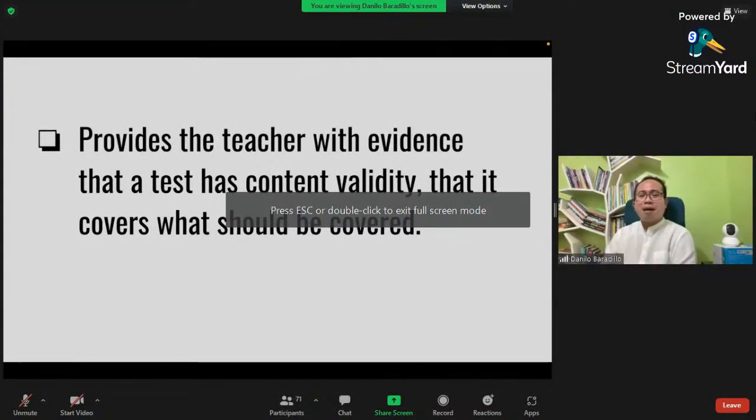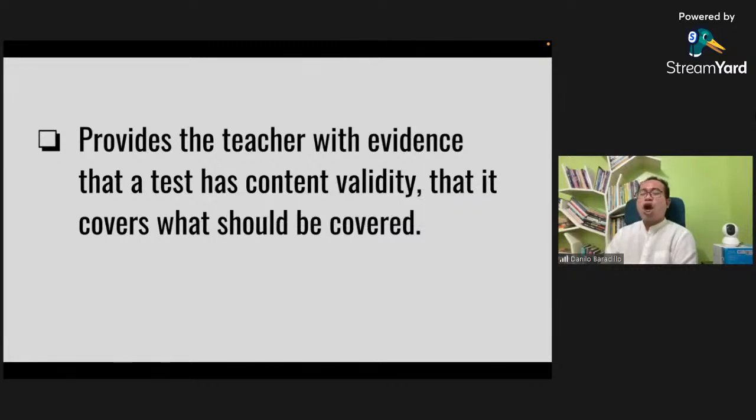This is what I'm talking about. Evidence that a test has content validity and it covers what should be covered. It's valid because what you have placed in your questionnaire or in your exam were all covered in the discussion. It's valid because you only included those that were discussed in the class. Because sometimes we miss this point, that we are including items which were not covered in our discussion.